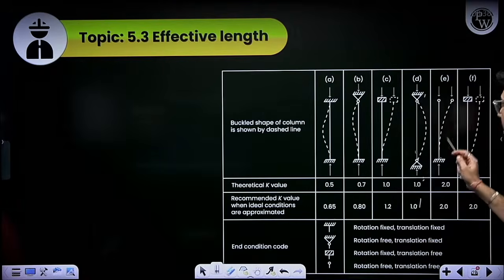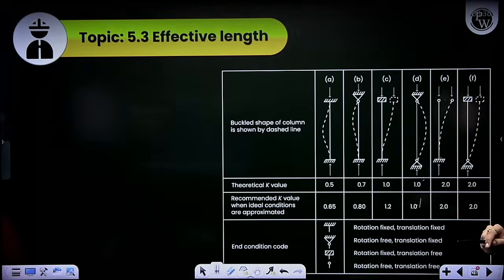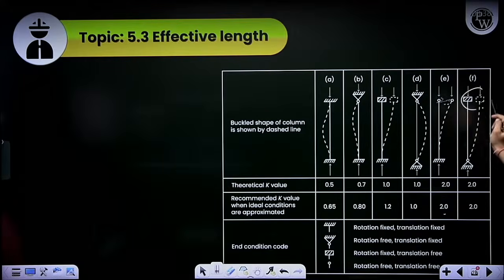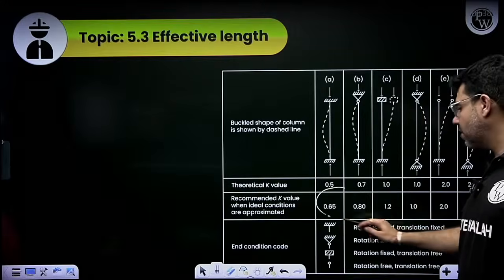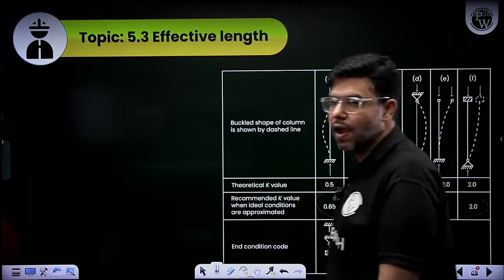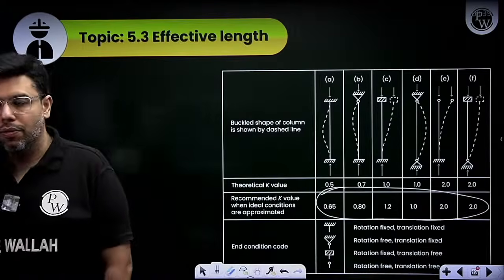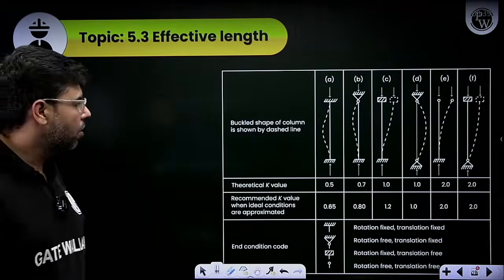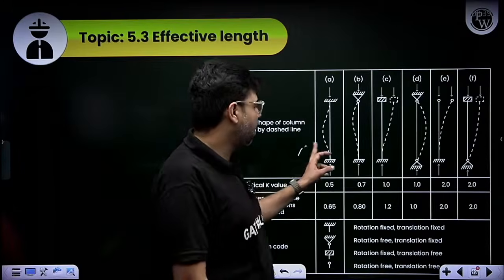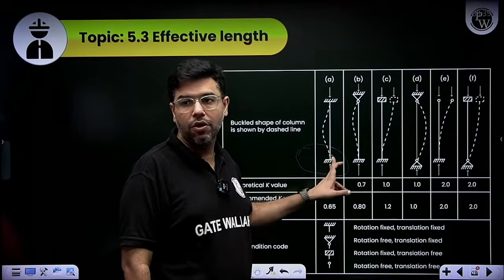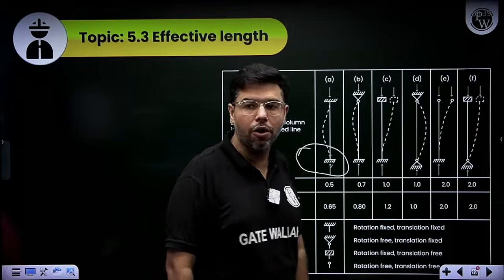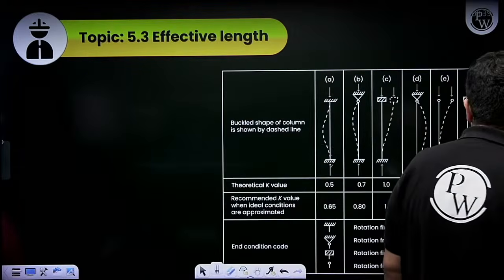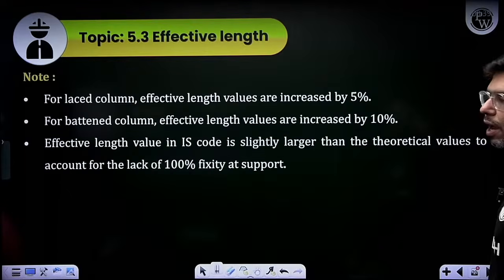One end is fixed and one end is free, so K is 2. One end is hinged and one end has a slider support, again 2. Got my point? Here you can see that in these cases the IS code has increased the K values. Why? To account for lack of fixity. Here we are saying there is complete fixity at the support, but in reality complete fixity cannot be ensured. So, to account for this, K has been increased by the IS code.